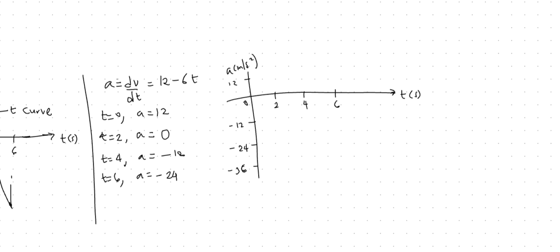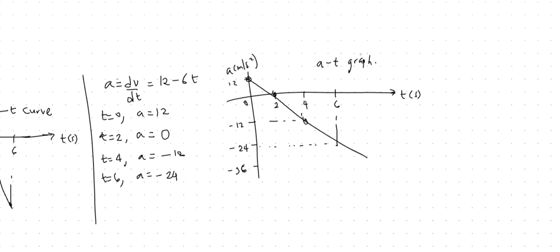If I plot my graph, when t equals 0, a is 12, so it's going to be somewhere up here. When t equals 2, a is 0, somewhere here. When t equals 4, a is negative 12, somewhere here. Then when t equals 6, a is negative 24, somewhere here. If I join the points together, I'm going to get a straight line. So that's my a-t graph.